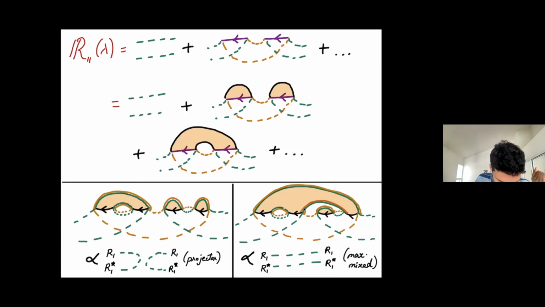Okay. So the essential point here is that there are qualitatively two kinds of diagrams. The full resolvent can be divided into these two kinds of diagrams, one which is proportional to the projector and one which is proportional to the maximally mixed state. And this will sort of be the key point.